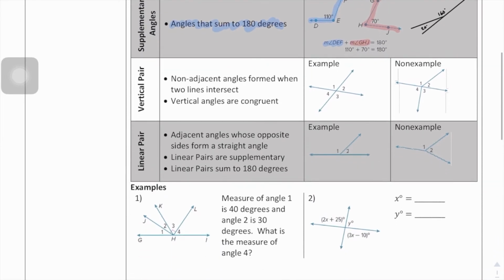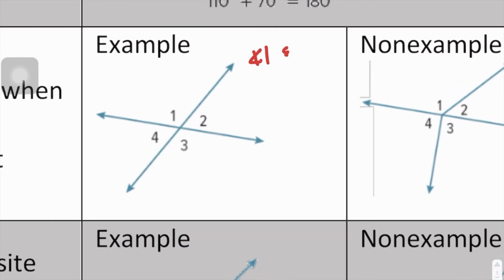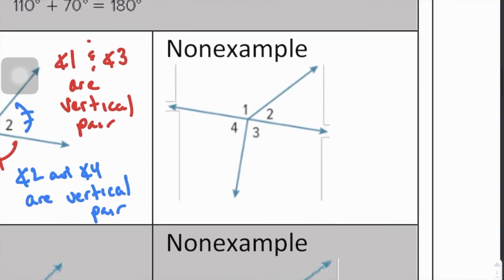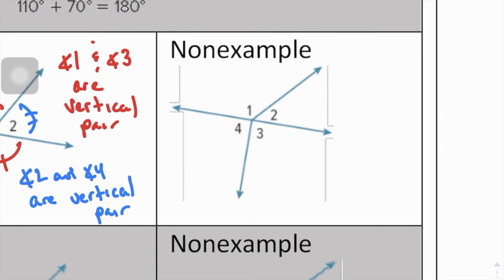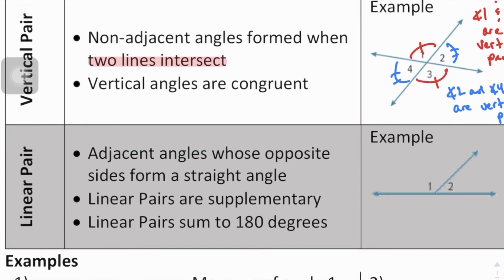The next angle pairs that we have are vertical pairs. Vertical pairs are non-adjacent angles formed when two lines intersect. So you've got to find two lines that are actually intersecting and going through each other, right? So for an example here, angle 1 and angle 3 are a vertical pair. And angle 2 and angle 4 are vertical pairs. Whereas in this example, I don't see any vertical pairs, right? Because I actually don't have two straight lines intersecting here. So there are no vertical pairs here. And don't forget that vertical angles are congruent.